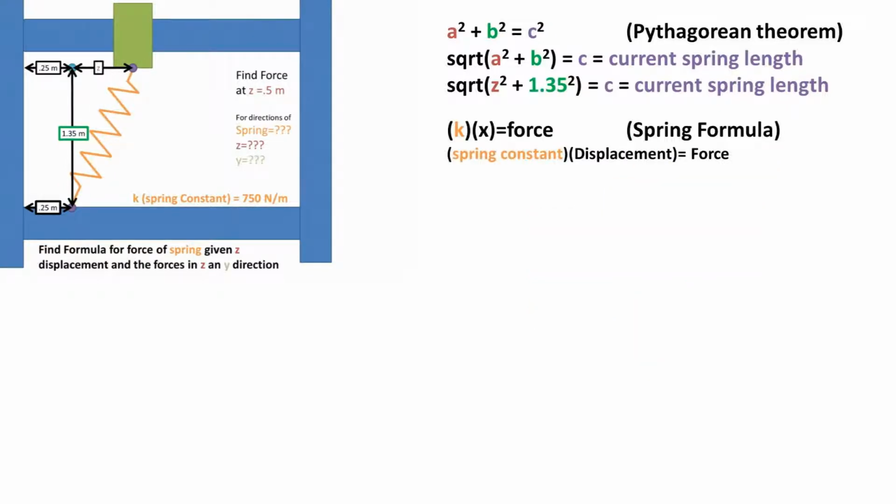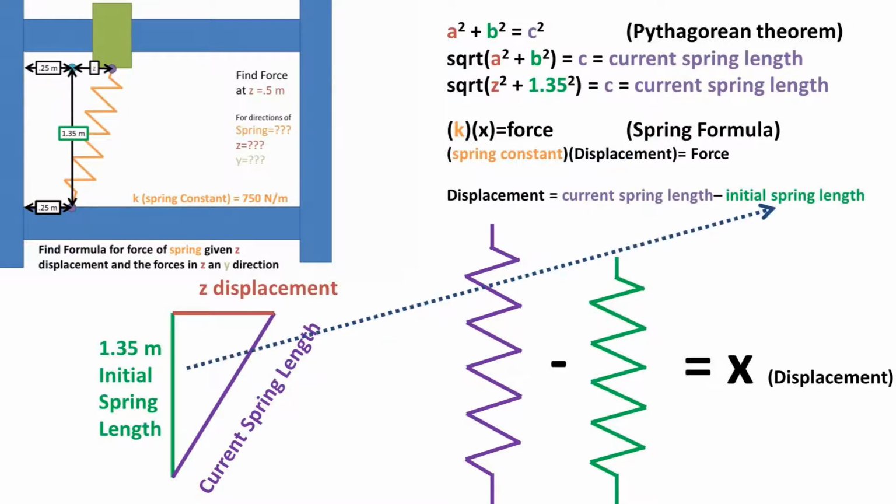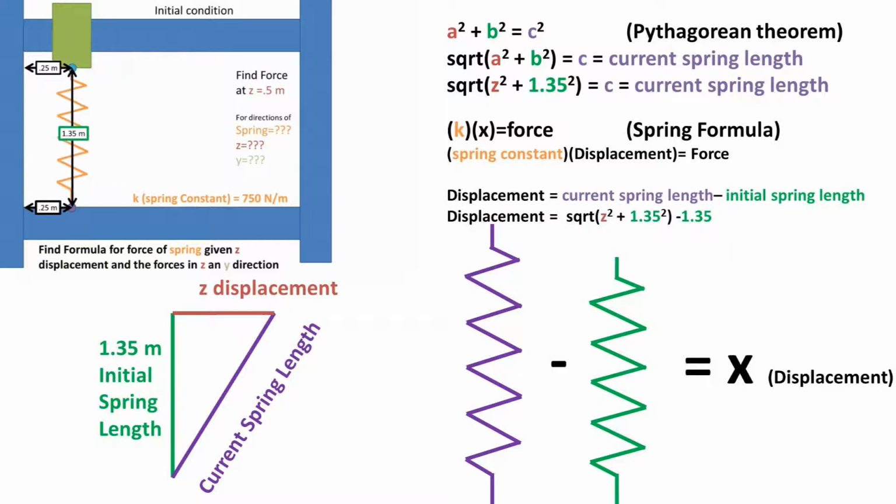Next, we'll be using Hooke's law, or the spring formula, which is the k, or spring constant, times the x, or displacement. The displacement being the amount of change in length of the spring, not the z displacement in this formula. So the displacement is really the current spring length minus the initial spring length. Plugging in our values, we are left with the spring displacement of the square root of (z squared plus 1.35 squared) minus 1.35 meters.